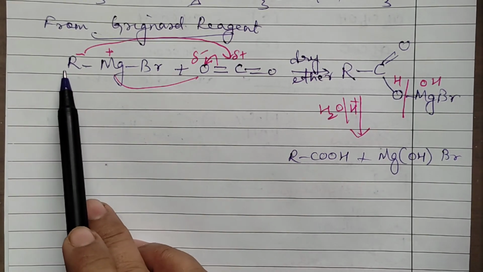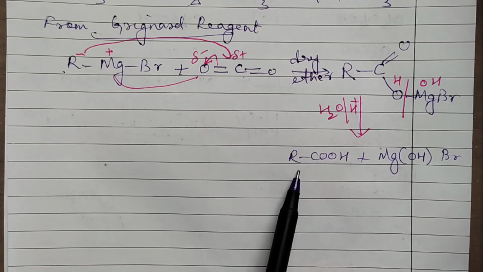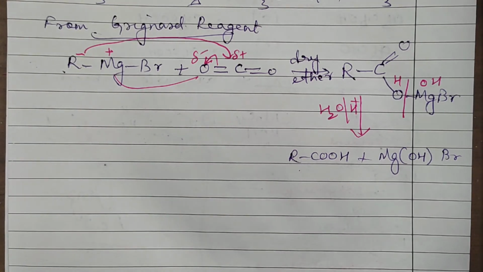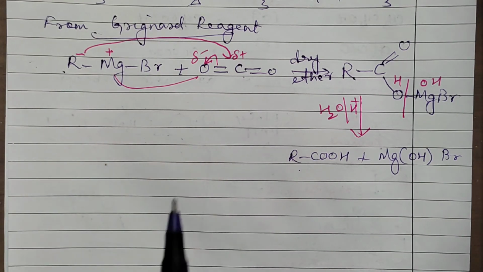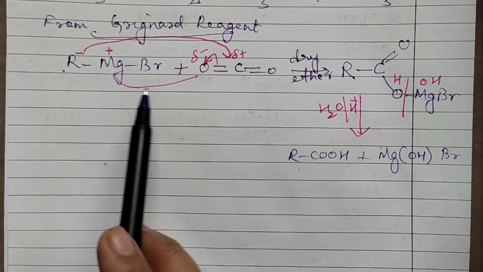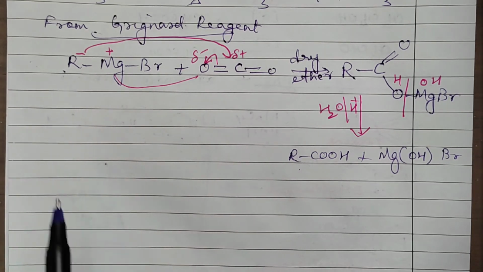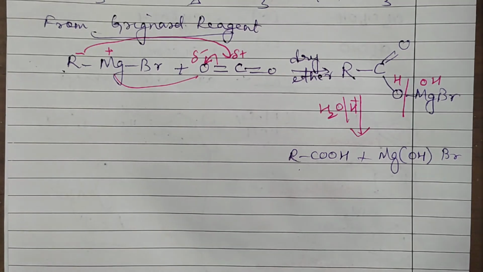Clear? So R can be anything, whatever acid you want, you can just change R. If I use here methyl, I will get acetic acid. If I use here ethyl, I will get propanoic acid. So depending upon whatever acid you want, you can use here R. One carbon less acid. Suppose I want 2 carbon acid, I'll be using 1 alkyl because 1 carbon I'm getting from carbon dioxide also. Fine?